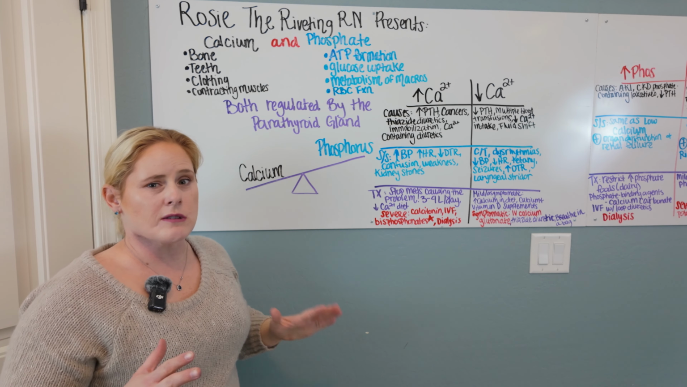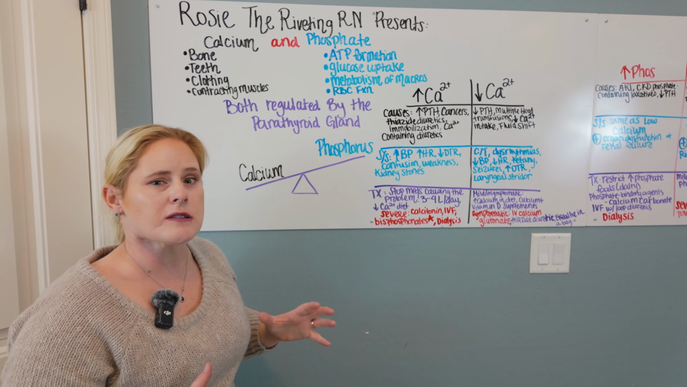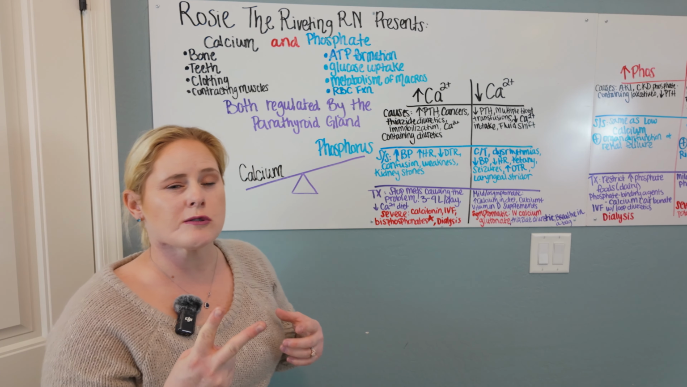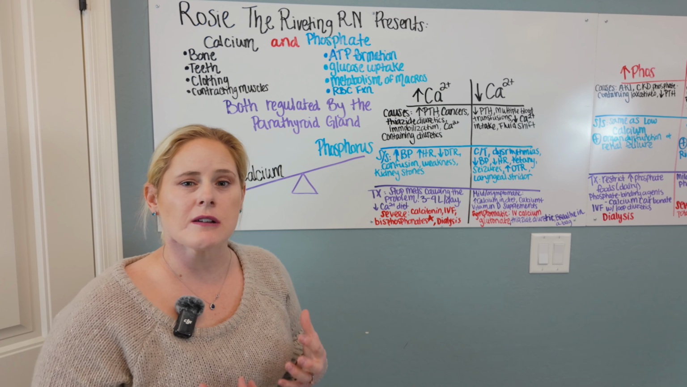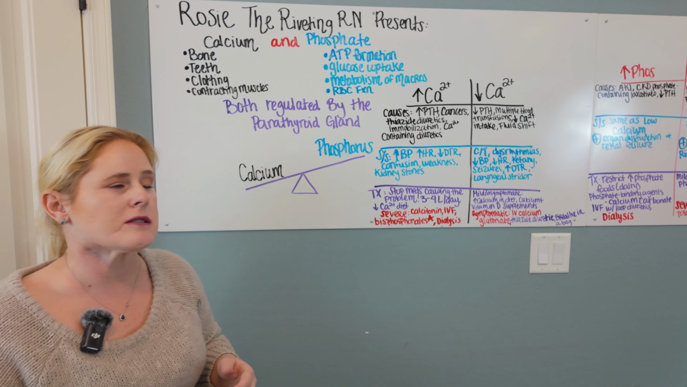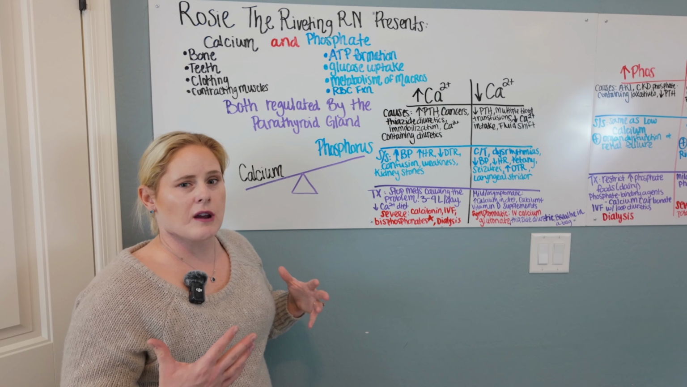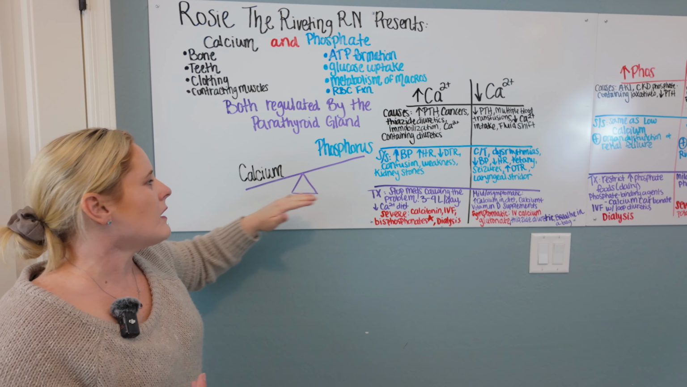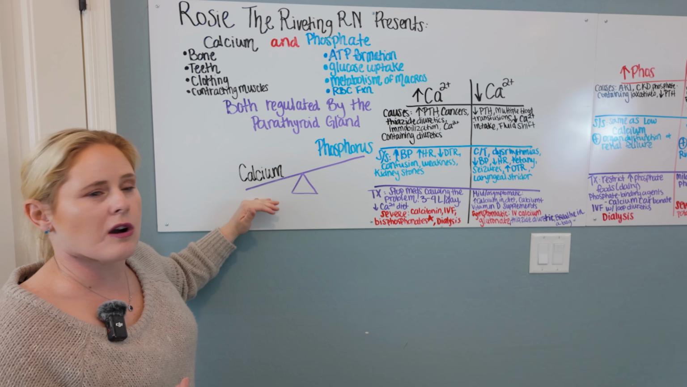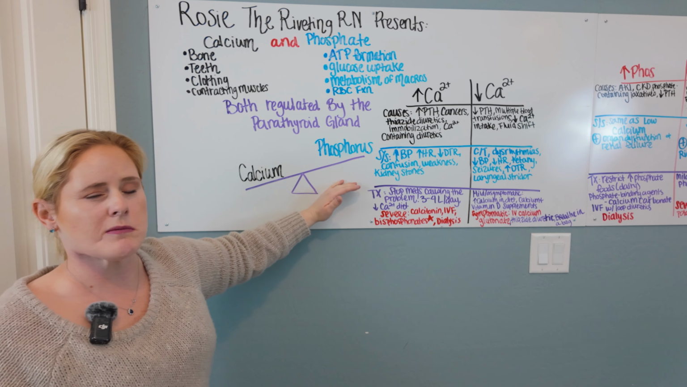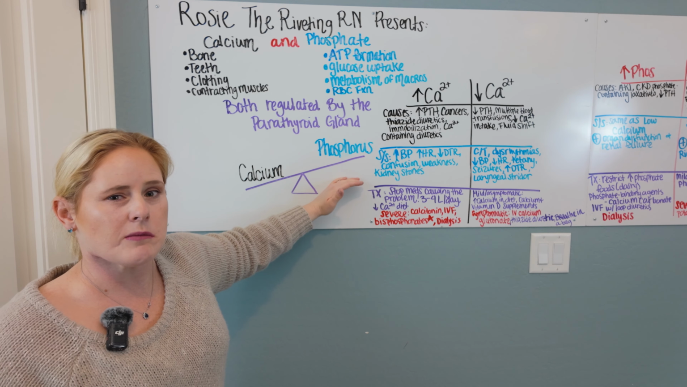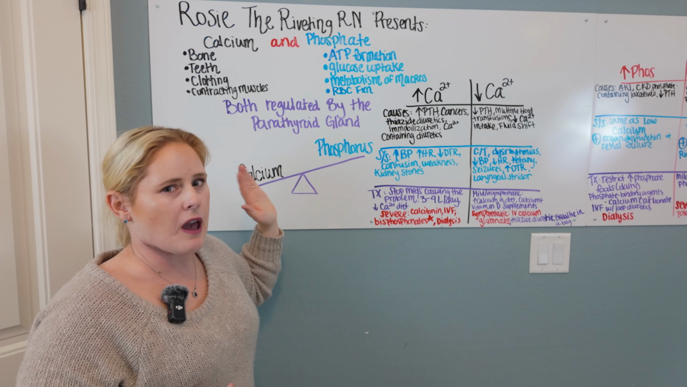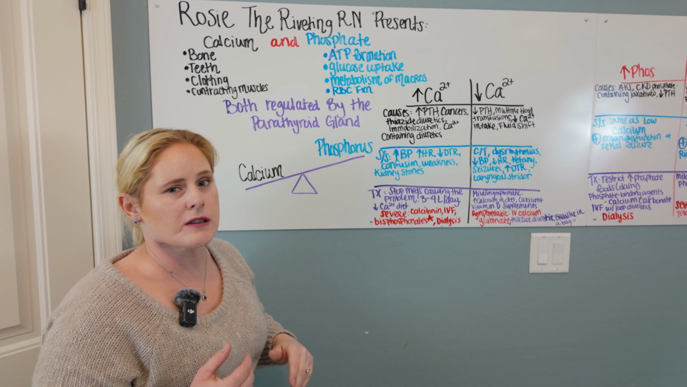Now, what's very unique about these two electrolytes is the fact that they are regulated by the parathyroid gland. These are the only two electrolytes that are regulated by the endocrine system, so that's something to really keep in mind. Also, what is very interesting and unique about these is that there is a complete seesaw effect of these. Now, what does that mean? When calcium is low, phosphate or phosphorus, we use them interchangeably, it's going to be high every single time. And then when phosphorus is low, calcium is going to be high every single time.